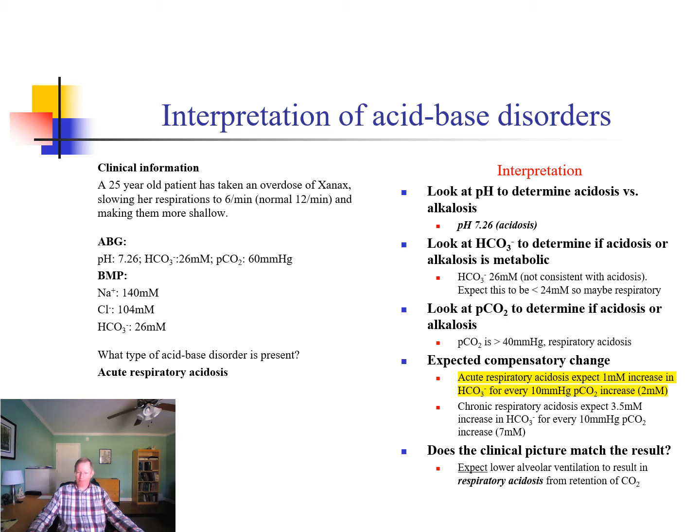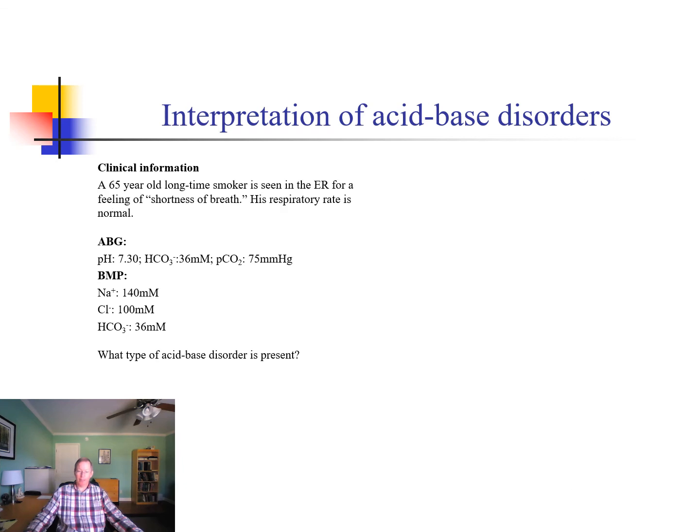On the other hand, if I look at chronic, it shows a rise of 3.5 millimolar of bicarbonate for every 10 millimeter of mercury rise in PCO2. I would have expected the bicarbonate to go up by 7. That's 3.5 times 2. And that's not consistent. It's not 31 millimolar. And so this is an acute respiratory acidosis. Clinically, that's what you would expect. The person is breathing more slowly, they're hypoventilating, and they're retaining carbon dioxide. More carbon dioxide means that there's more carbonic acid that's formed. Good. Let's do another one.